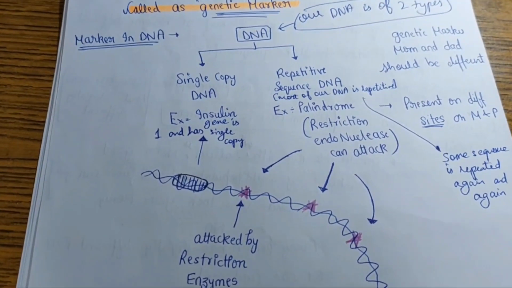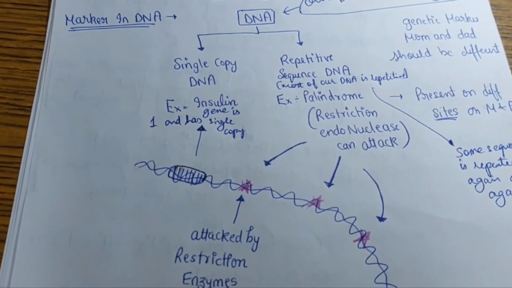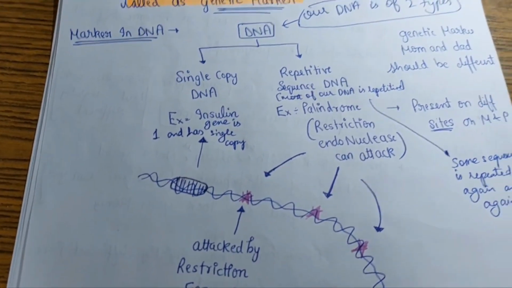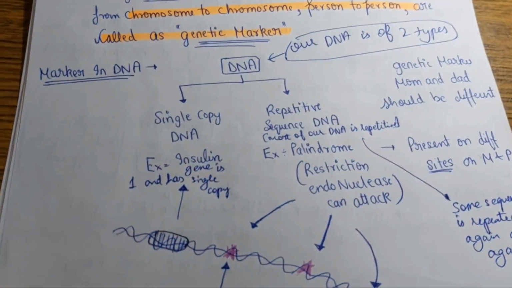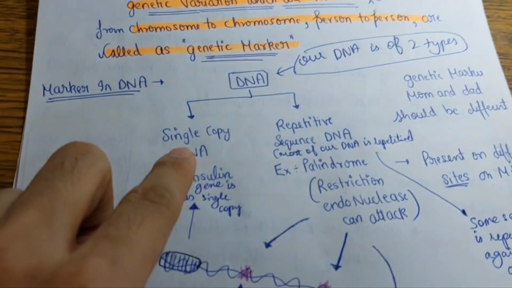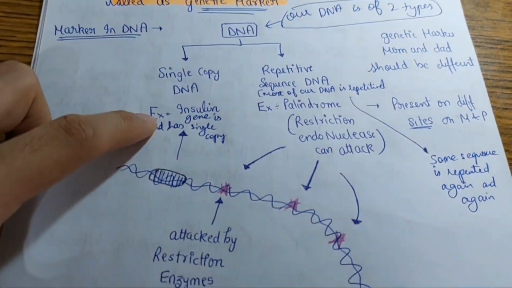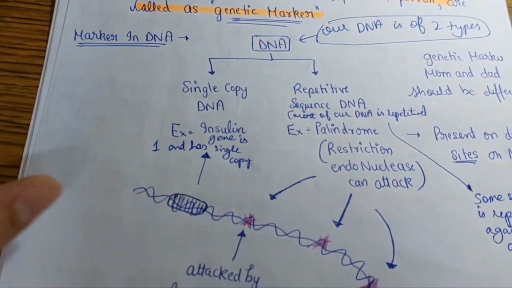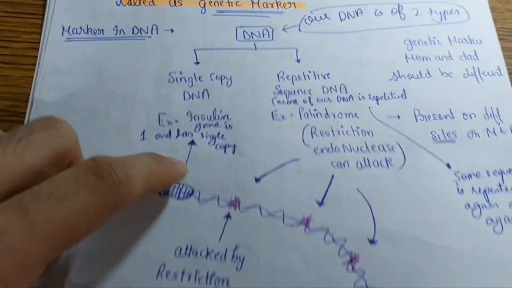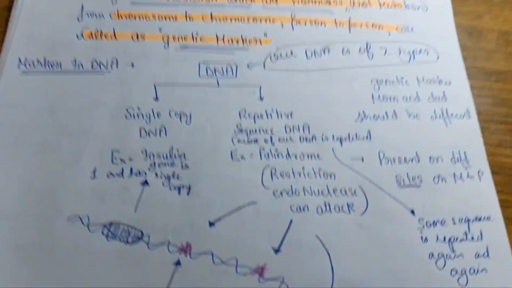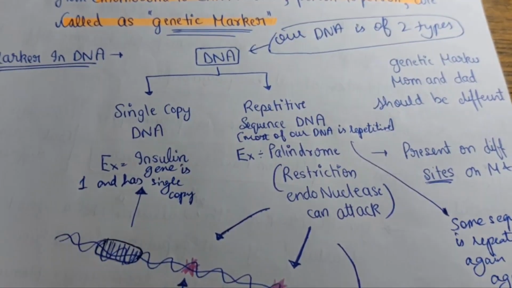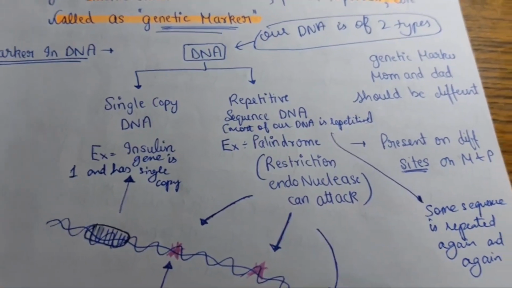Before we discuss further about the types of genetic markers, we should know that our DNA is of two types: single copy DNA and repetitive sequence DNA. Single copy DNA means, for example, the insulin gene: we have only one insulin gene, or it has a single copy, which can be seen here in DNA. And then we have repetitive sequence DNA. Most of our DNA is repetitive. We should remember that.